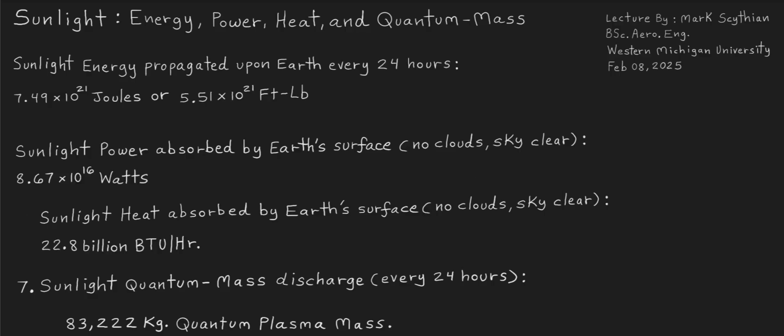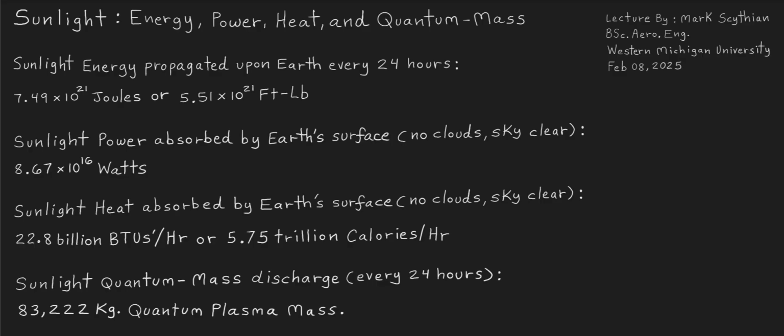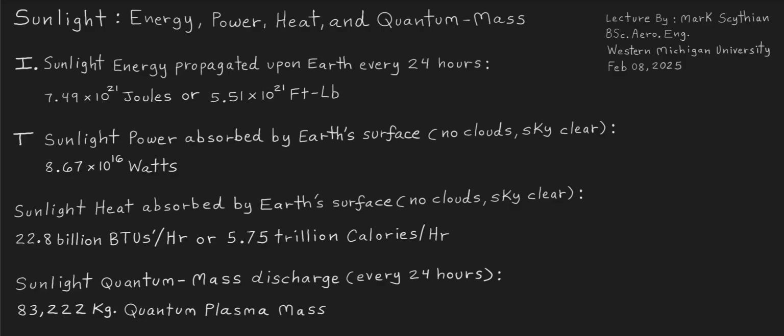So we'll just organize this up. And we also have the equivalent calories per hour heat that we'll calculate as well here. 252 calories to a BTU, so that calculates to 5.75 trillion calories per hour. And then of course it's 24 hours, but it's segmented over 2 12-hour periods, and the sunlight we lose on one side of the Earth is transferred to the other side of the Earth in equal proportion. So we'll just say 24 hours.